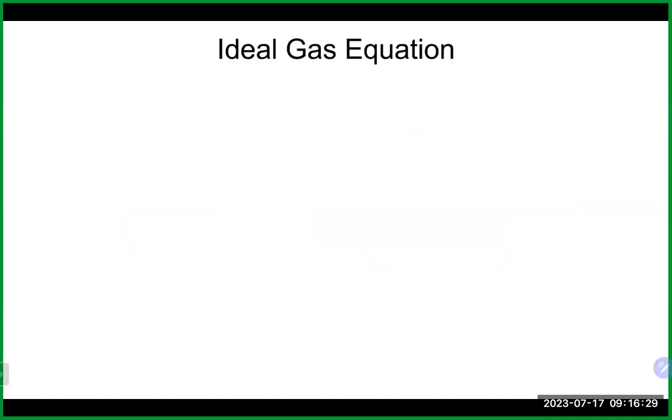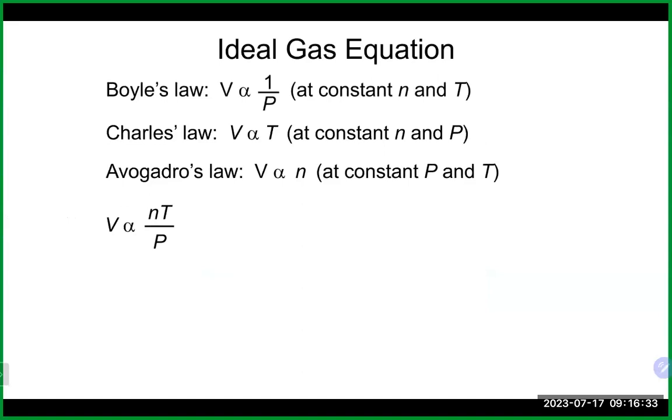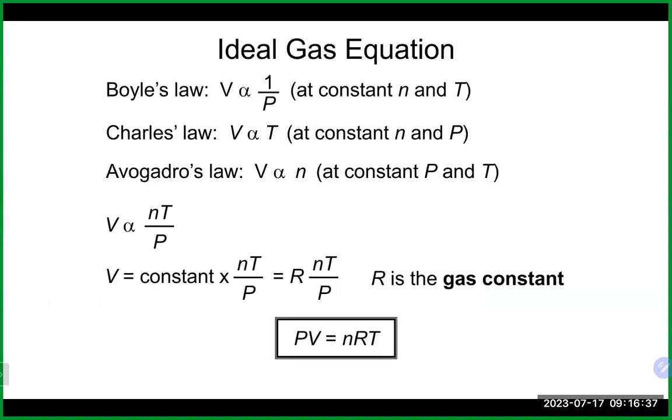So taking all these gas laws into account, Boyle's, Charles's, Gay-Lussac's, and Avogadro's law, we get the granddaddy of them all, which is the ideal gas law. And the ideal gas law is PV equals nRT.